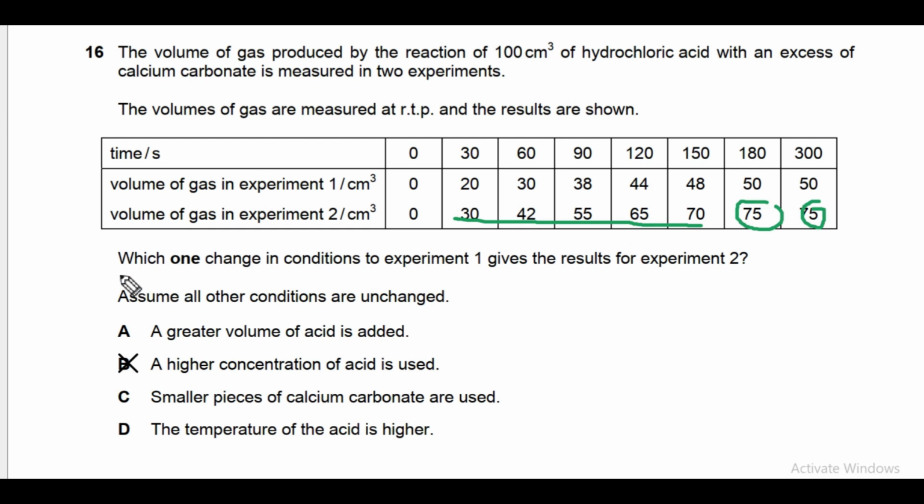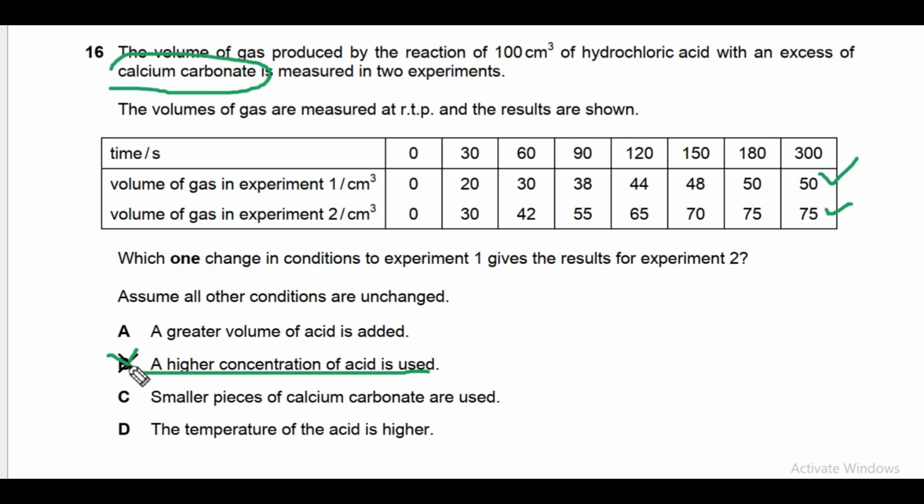So you are asking, which one change in condition to experiment 1 gives the result for experiment 2. Experiment 1 gives less volume of gas, experiment 2 gives more volume of gas. So if a higher concentration of the acid is used, you will get more volume of gas, as calcium carbonate is in excess.